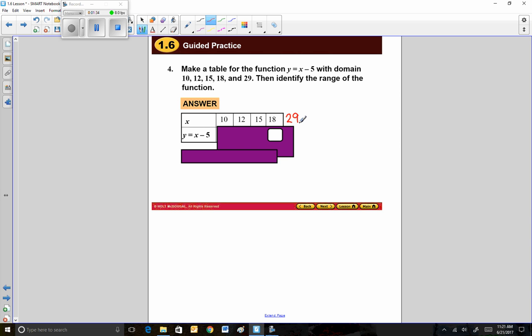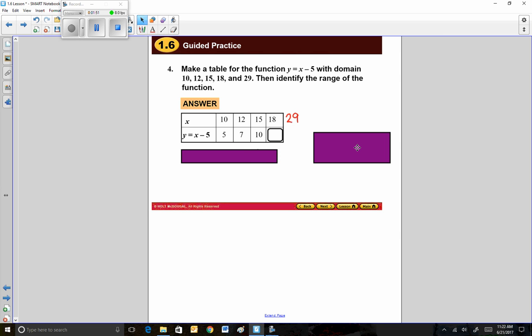Now pause your video and see if you can come up with the range. Welcome back. Let's take a look at your range. Input 10, so 10 minus 5 is 5. 12 minus 5 is 7. 15 minus 5, 10. And 18 minus 5, let me grab a pen again. 18 minus 5 is 13. And of course, 29 minus 5 is 24. Your range values are therefore listed right here. 5, 7, 10, 13, and 24.